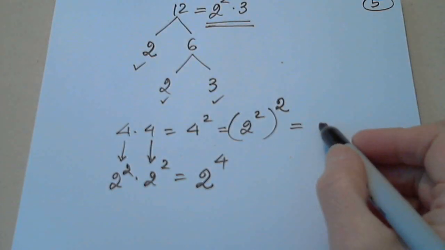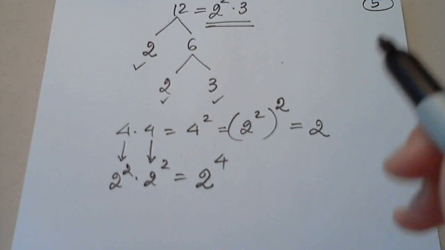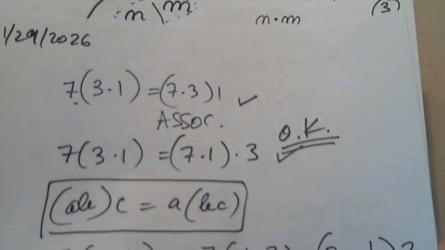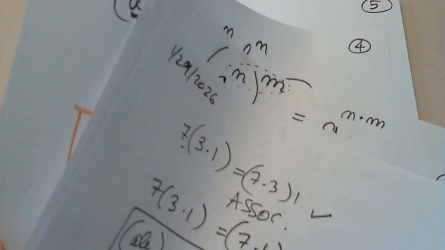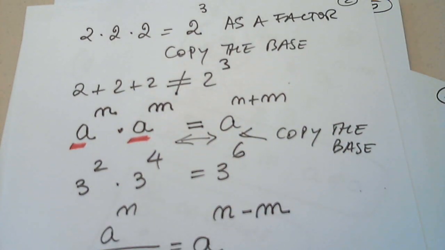Copy the base and multiply the exponents. So back for a second to see what are the options in general. Here are the options. Let's review the options. Only 3. I only have 3 options.